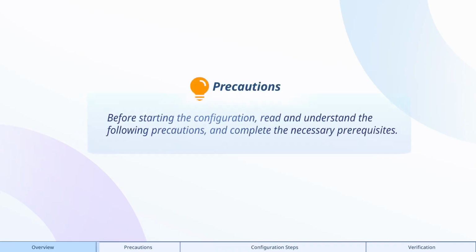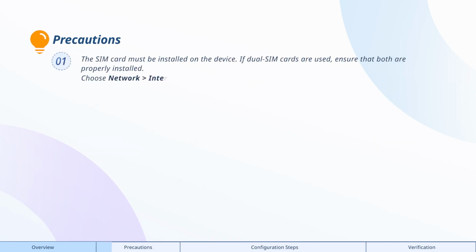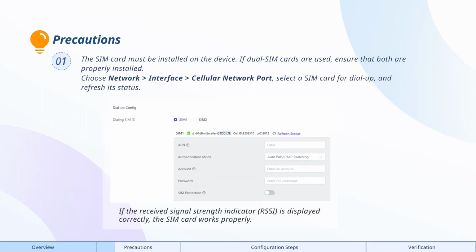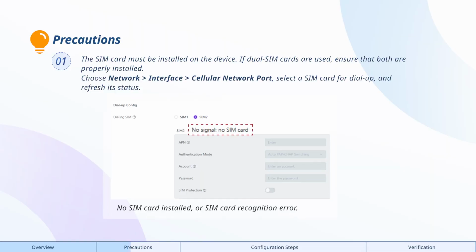Before starting the configuration, read and understand the following precautions, and complete the necessary prerequisites. The SIM card must be installed on the device. If dual SIM cards are used, ensure that both are properly installed. Check that the No SIM card error is not displayed in the SIM card status.